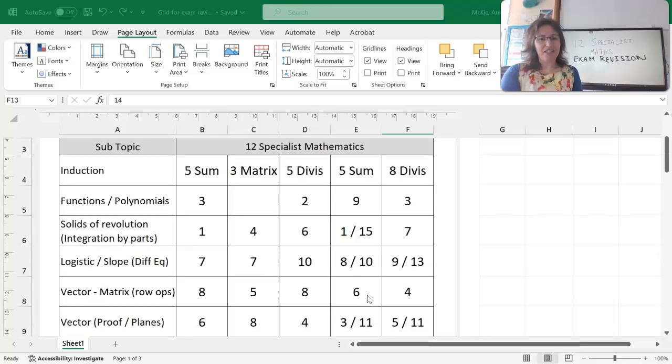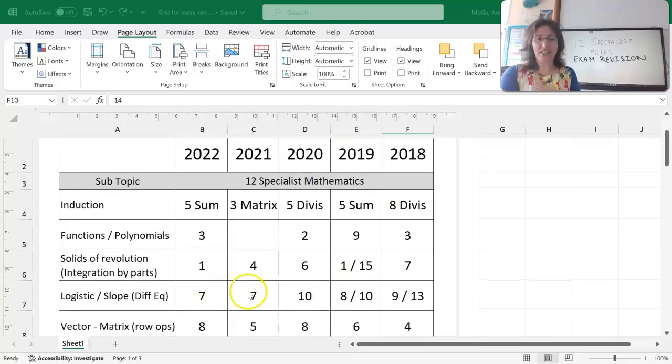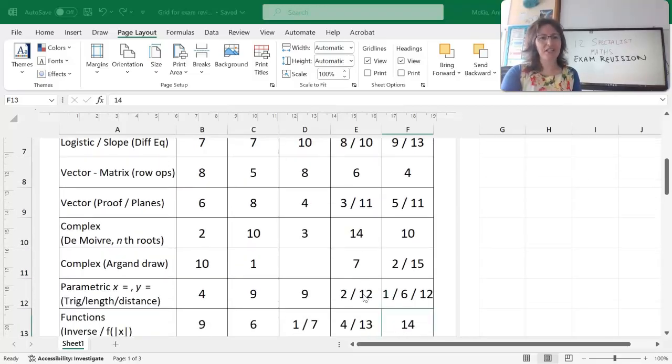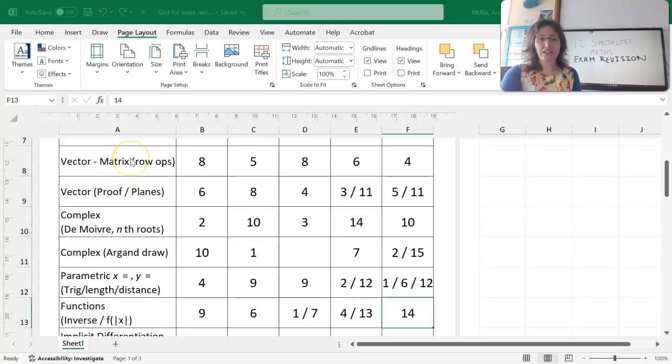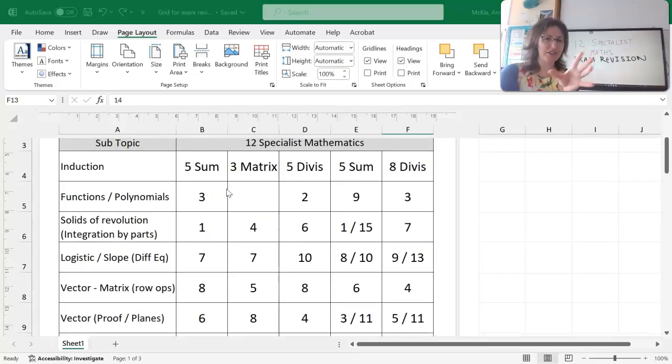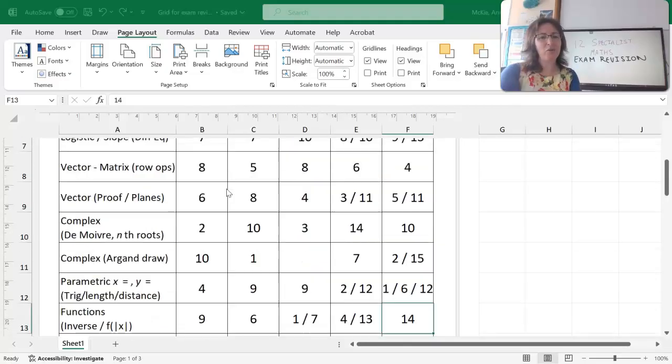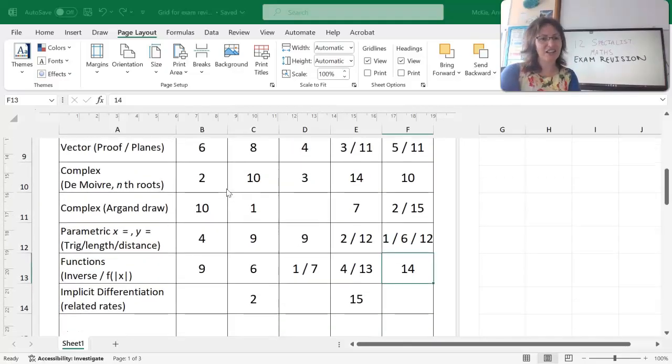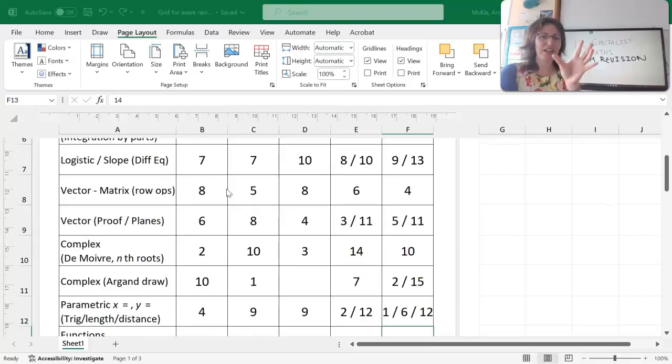Then we have, moving down, the slope and logistic. Again, they're quite easy to spot. 7, 7, 10, 8 and 10, 9 and 13. Moving through the grid here, the vectors, the row operations, it's pretty easy to spot when it says the words row operations. My students are also noticing where in the paper that happens to be. For example, induction, you know, sort of around the middle of a 10-question paper, middle to early. Whereas the logistics, they were noticing, where are they there? You know, more that 7, 8, not 6, 7.